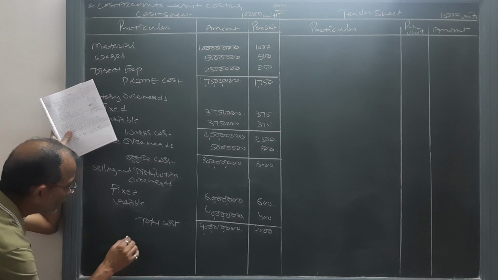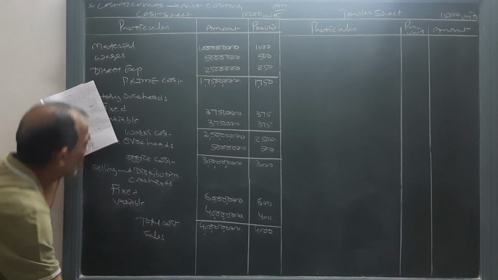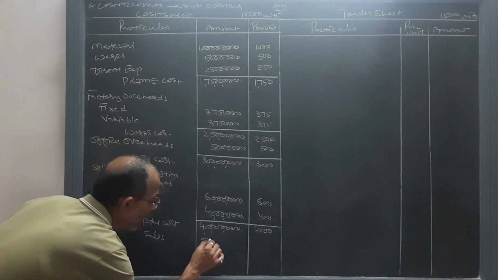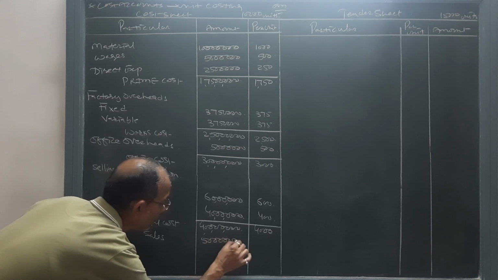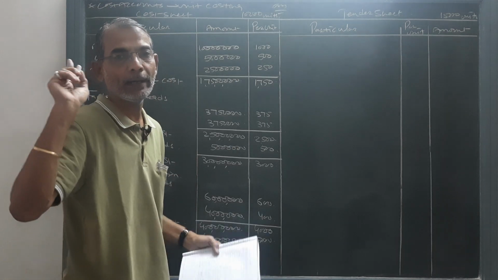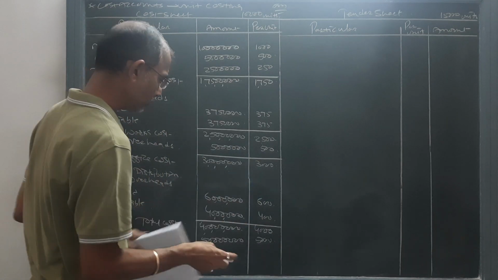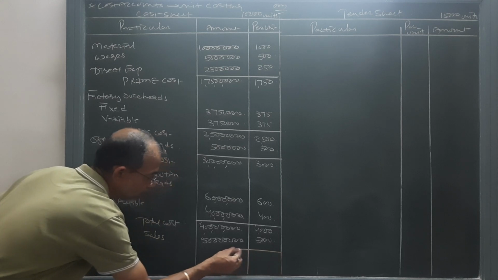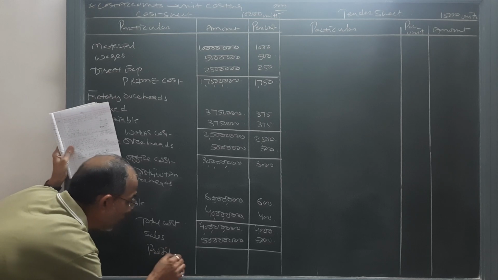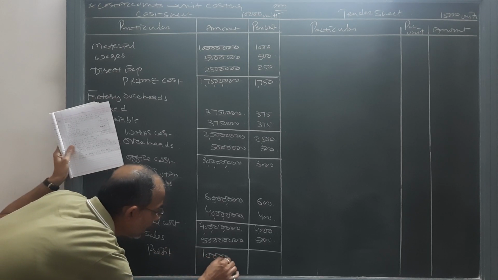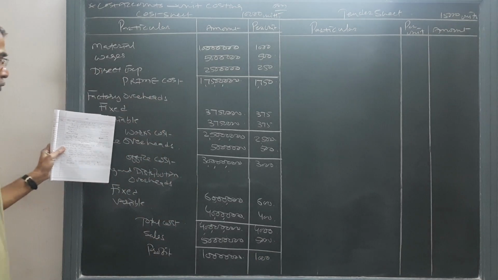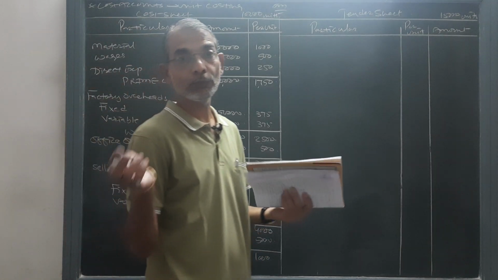Now sales is 5,000 per unit, so sales is 5 crore and per unit will be 5,000. 5 crore divided by 10,000. Here 5,000 is already given as we know. So profit, total profit will be 1 crore and per unit that will be 1,000. Now we will come to tender sheet.